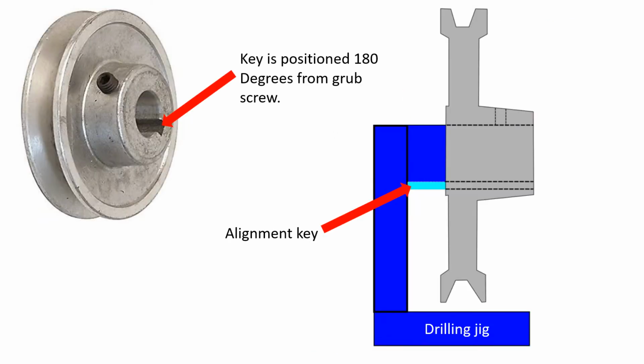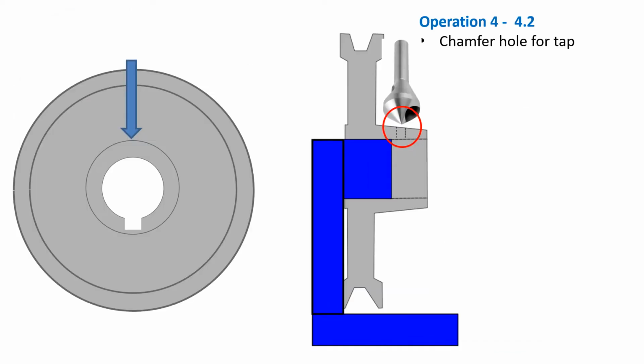The hole is positioned 180 degrees from the keyway, so I incorporated a key in the drilling jig to make sure that my hole is in the correct radial position. Operation 4, Step 4.2. Chamfer the hole. Operation 4, Step 4.3. Tap the hole so I can fit the grub screw.